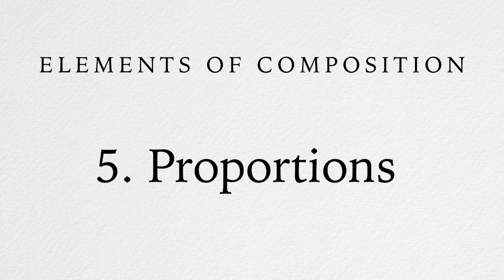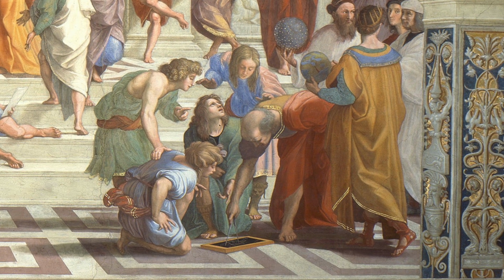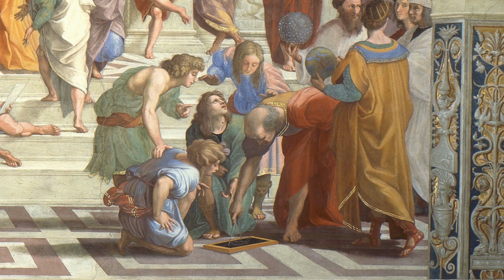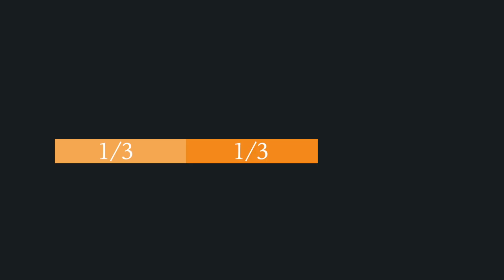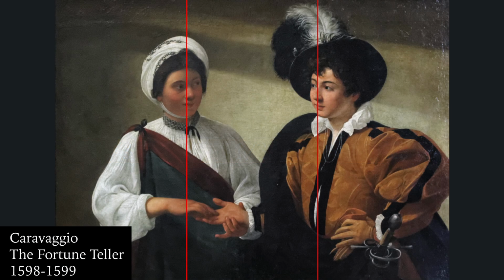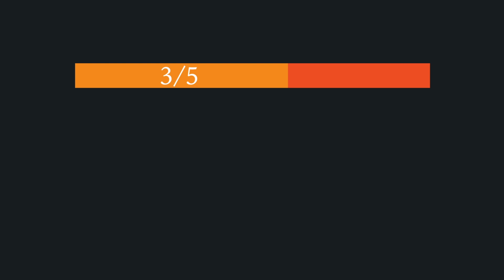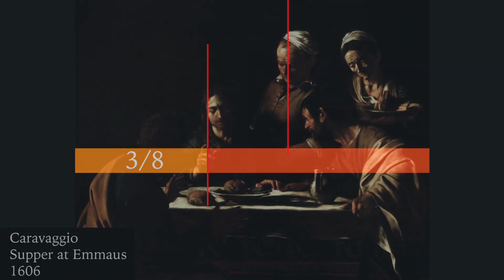Number 5. Proportions. Proportion is the ratio of one dimension to another. You've probably heard about the rule of thirds, when an artwork is divided into 3 equal parts and main objects are aligned according to the division. Other common ratios are 3/5 and 3/8.